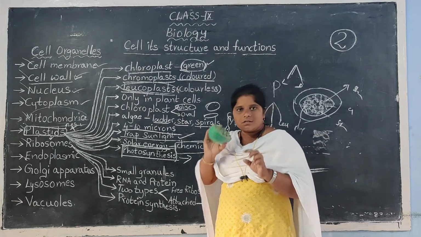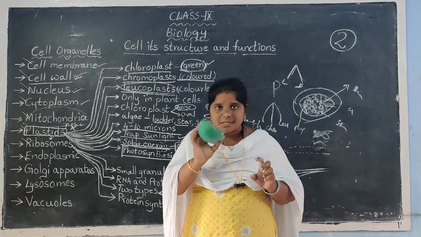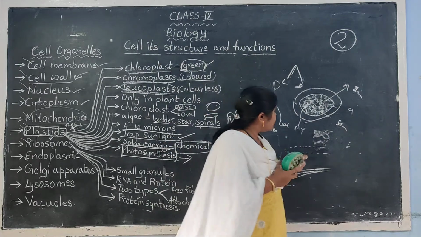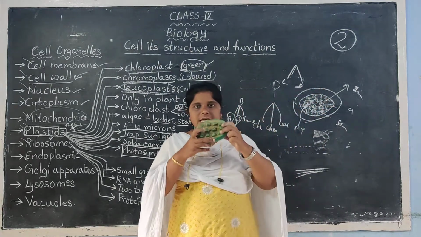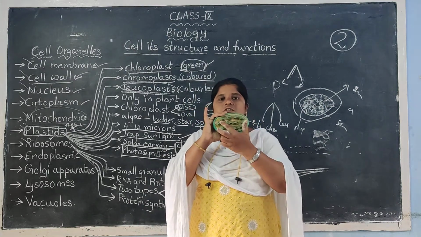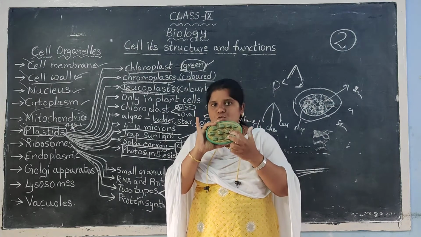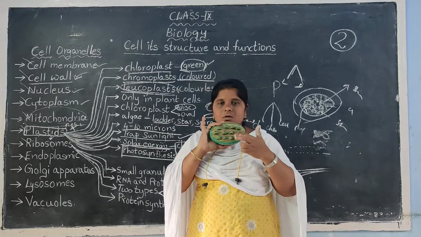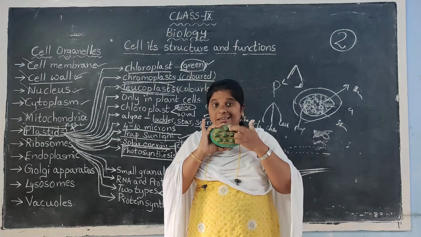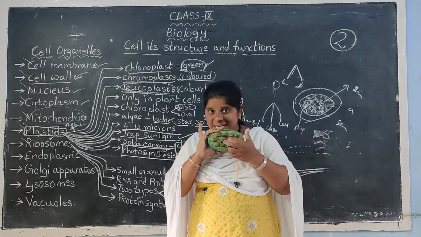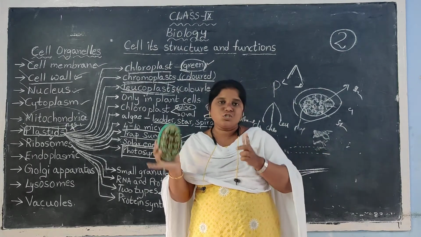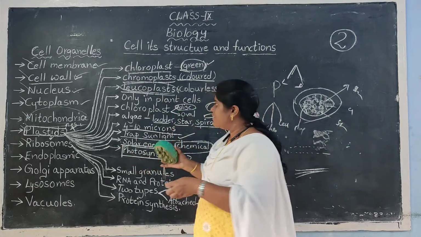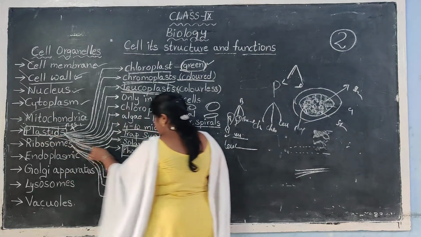What is the structure of chloroplast? It is a double membrane. The two membranes will be present, and the chloroplast is filled with a fluid called stroma. The dark reaction occurs in stroma. And these pipes are called grana. Light reaction occurs in grana and dark reaction occurs in stroma. So this is the end of chloroplast, and this is the role played by plastids. Main role is photosynthesis.